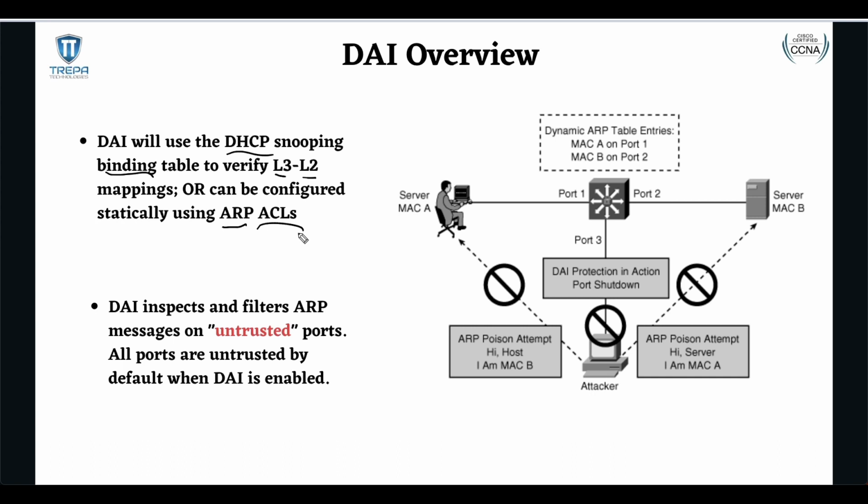Dynamic ARP inspection is going to inspect and filter ARP messages on untrusted ports. So similar to DHCP snooping, we're going to have trusted ports.